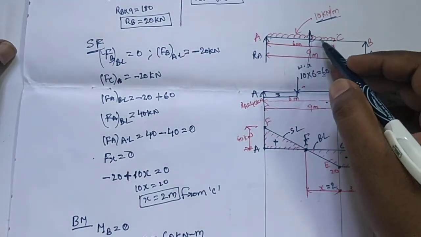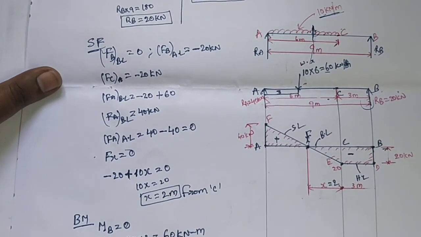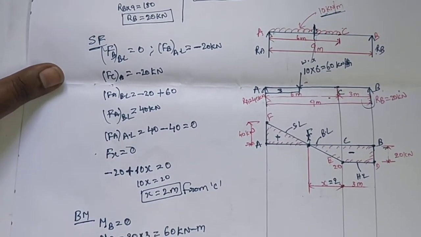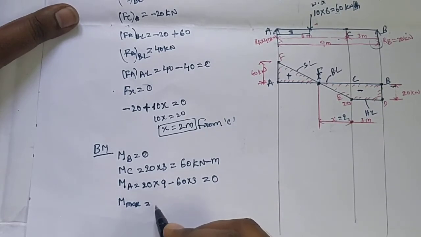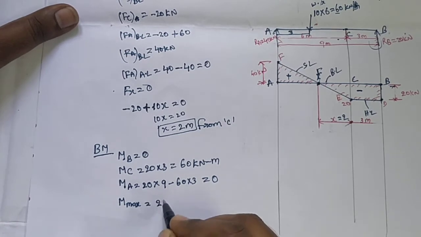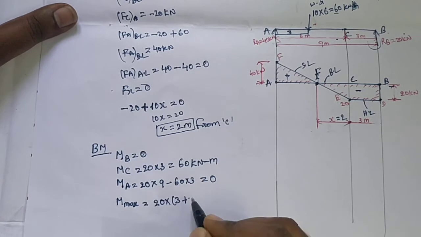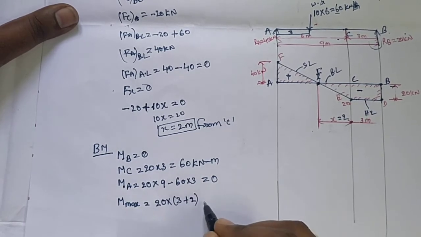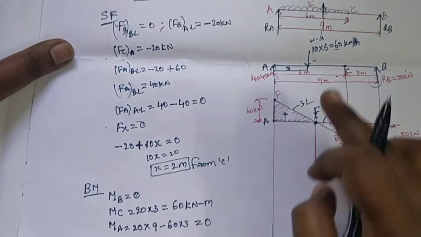Right side of this point having some UDL. Okay, this UDL acting at some distance, so that we need to consider that value. First we need to add the bending moment due to the reaction force, that is 20 into distance 3 plus x. X is 2. Next minus of 10. Here 10 is UDL load.